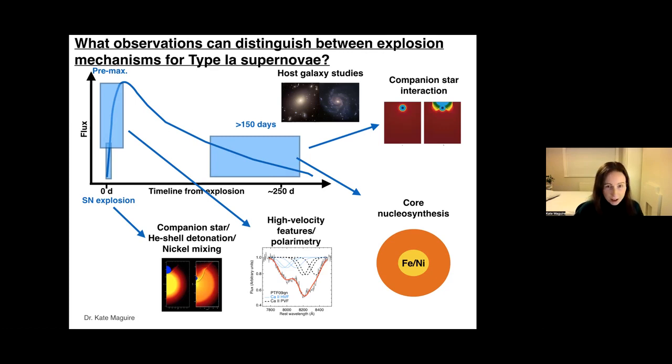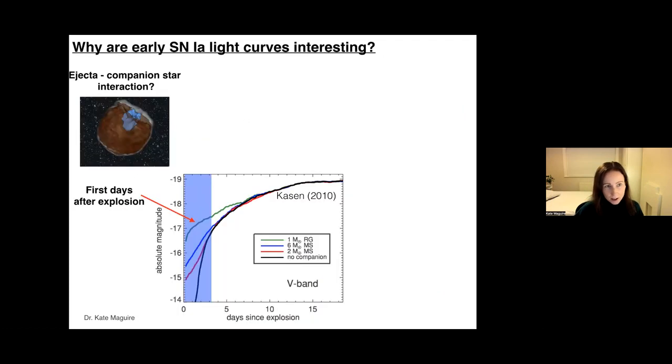So I don't have time to go into much detail on all of these, but I wanted to mention two. So one of these is the early supernova 1A light curves. Abby discussed this nicely in her talk earlier. But there are a couple of different things that we can see in the early light curves that can tell us about the progenitors or the companion stars of type 1A supernovae.